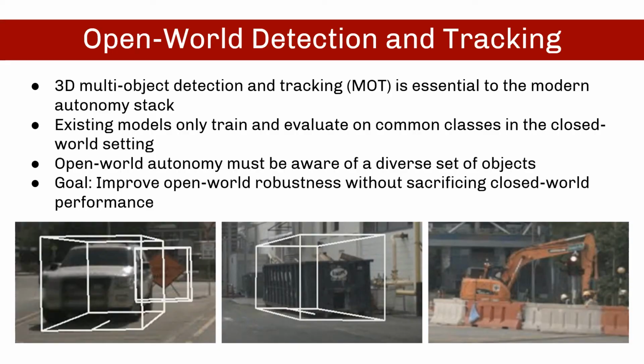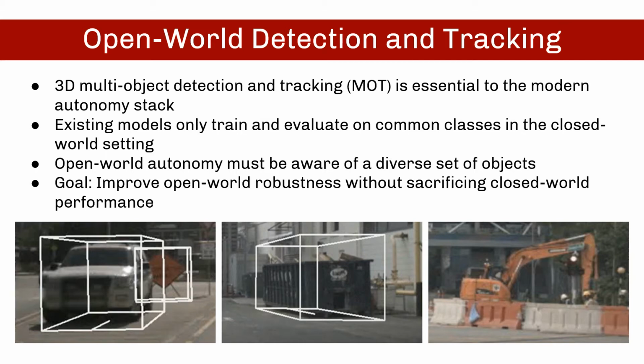First, I'd like to start by framing the problem of open-world detection and tracking, which is commonly referred to as MOT. MOT is an essential part of the modern autonomy stack. However, existing models approach MOT by training and evaluating on a fixed set of common classes, which we call the closed world setting. Now, this closed world evaluation is great for 99% of driving scenarios, as this set of common classes often includes cars, pedestrians, and most common objects that you see on the road.